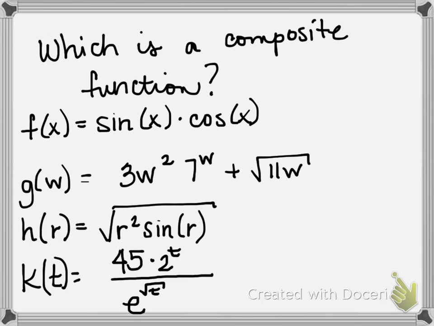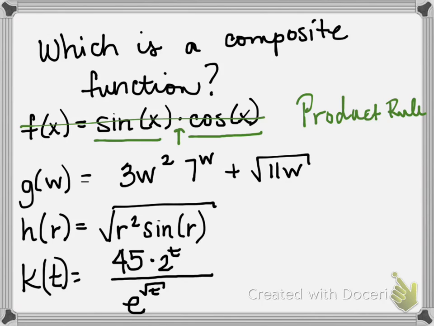If I look at f of x and ask, if I put x in, what would be the very last thing I would do? So I would compute sine of x, and I would compute cosine of x, and the very last thing I would do would be to multiply them together. So if I wanted to take the derivative of this function, I would say the fundamental operation is multiplication. So I would want to start with the product rule. So composition is not this one. So let's cross that one out.